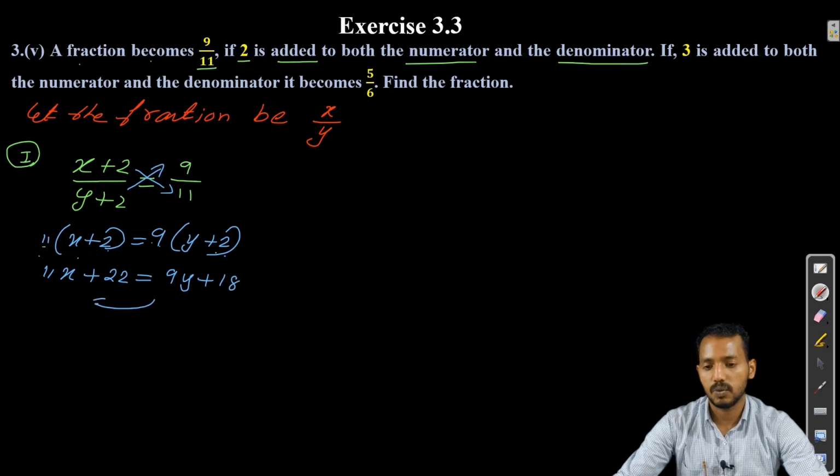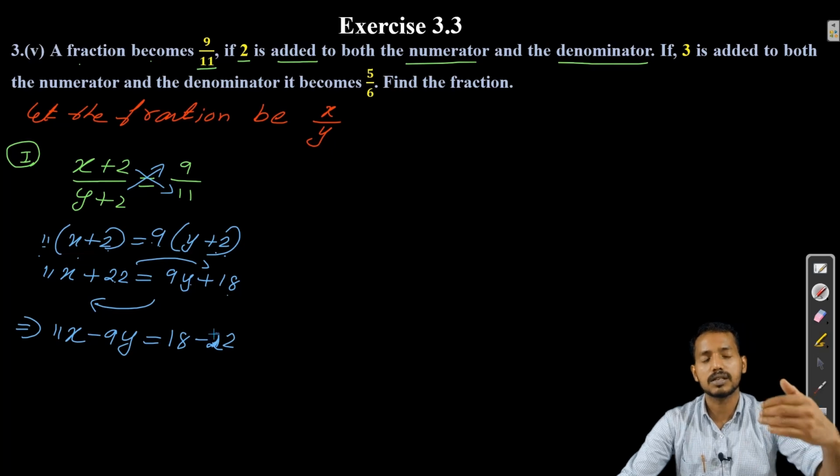So take this 9y to the left side and plus 22 to the right side. So we will get 11x minus 9y, which is equal to 18 we are keeping here, then the plus 22 to the right side becomes minus 22.